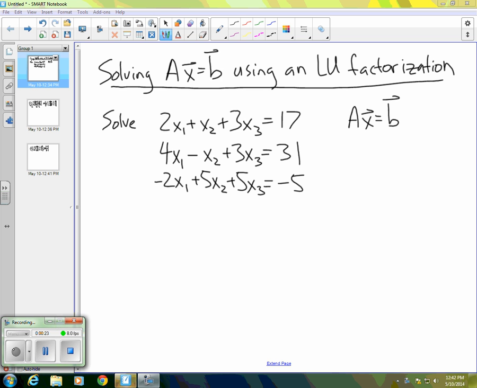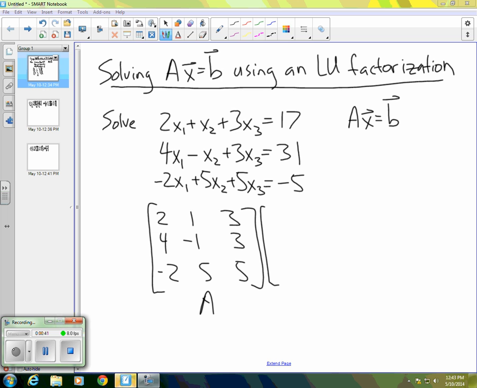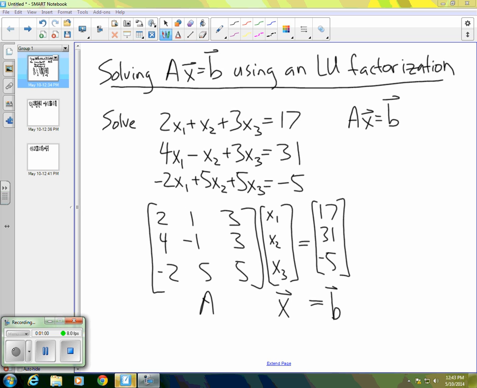In this case, the matrix A is always the coefficient matrix. So A is 2, 1, 3, 4, -1, 3, and -2, 5, 5. That's our matrix A. The vector X, of course, is the unknowns we're looking for, x1, x2, x3. And that has to equal the right-hand side vector, which in this case is 17, 31, -5. That's the vector B.